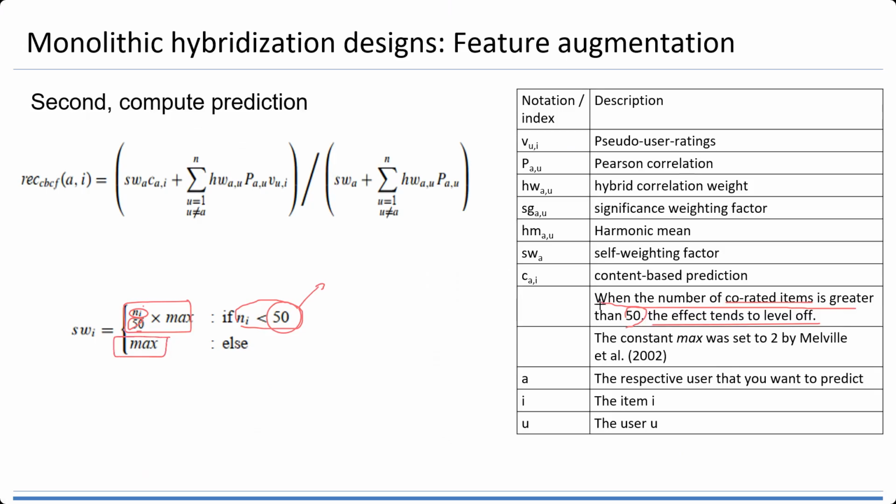And for the other kind of numbers, not the self-weighting factor, we also have another constant. Max will be set to 2. There is another piece of research that claims we can just set 2 for this maximum. A is the respective user, I is the item, and U is the user. So let's say A is Alice, U is another user, and I is the item.